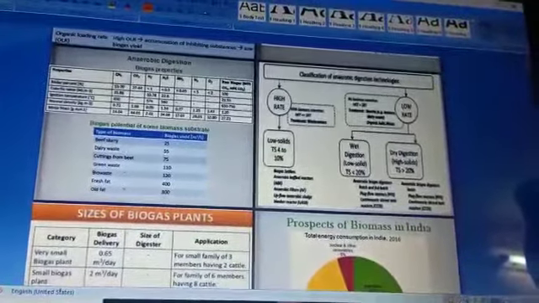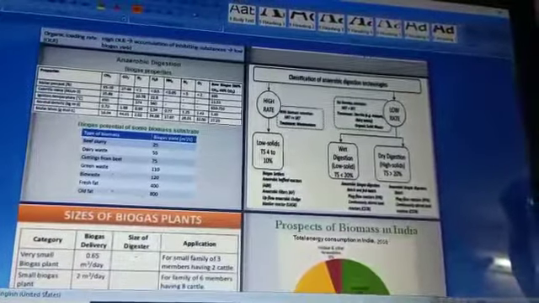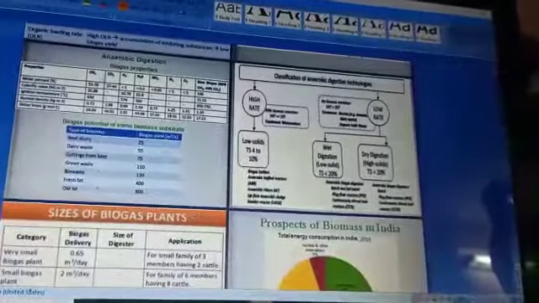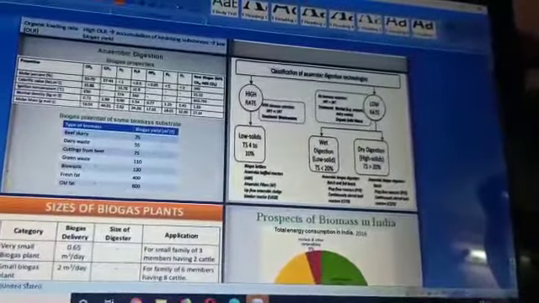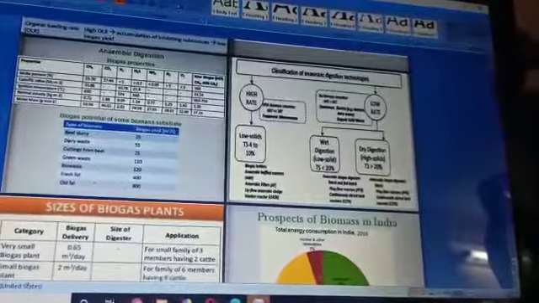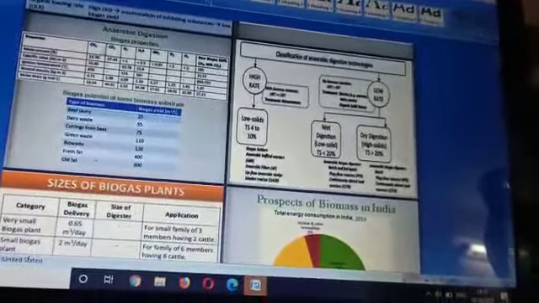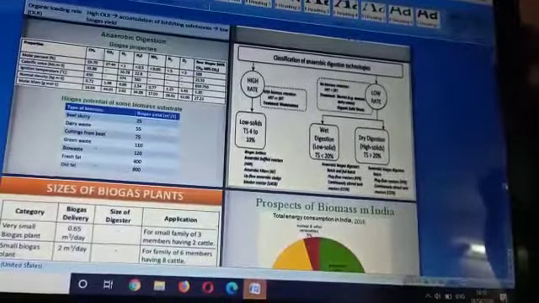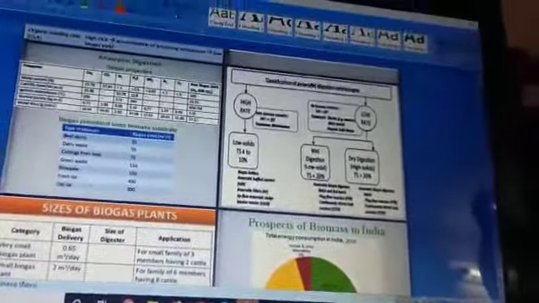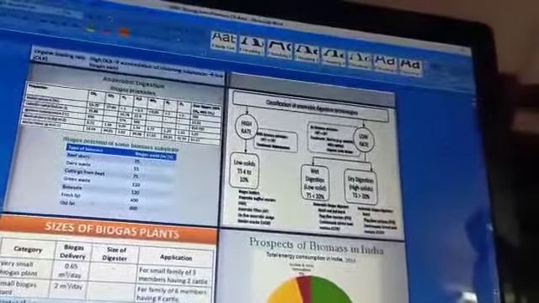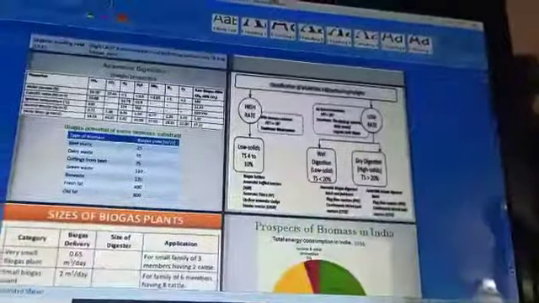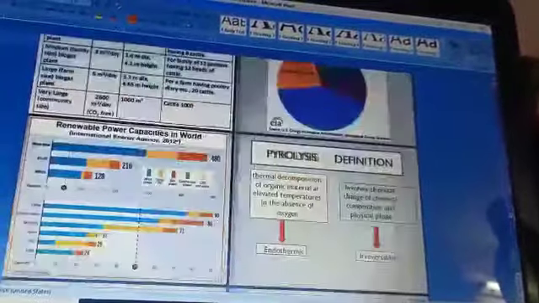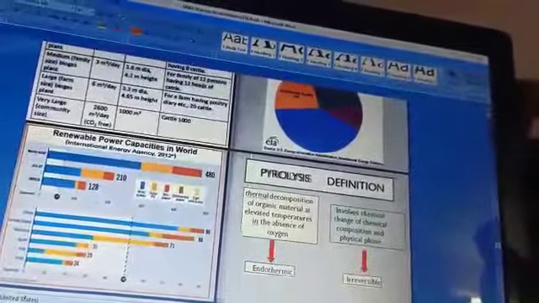And classification of anaerobic digestion technologies: TS4, wet digestion and dry digestion. TS4 is where we directly use reactors. Wet digestion is also a plant type of reactor, and then dry digestion. One is adding water, one is removing water. And here in TS4 you will be using reactor vessels. Thank you.